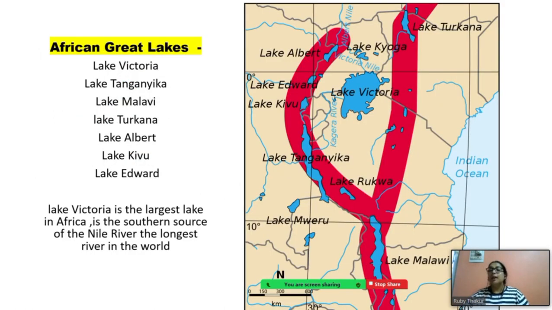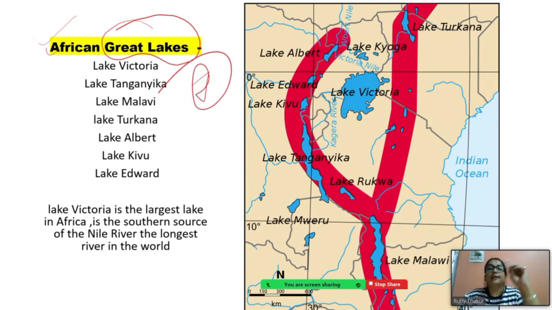Done. Now here comes our second feature, a famous feature that you also know, the African Great Lakes. Now the point is, we don't remember them easily. These are the 7 Great Lakes of Africa. So look, you can make your own trick to remember them. But the one which I have seen from somewhere is Queen Victoria. You all know Queen Victoria.